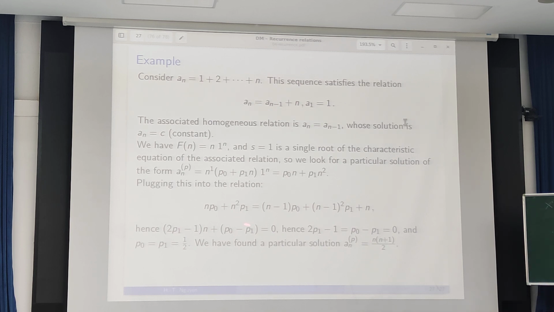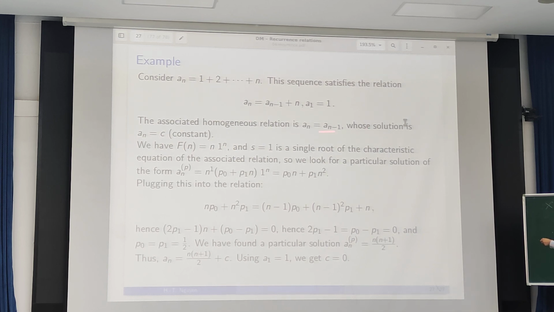And the second coefficient gives us p0 is equal to p1, and then we find p0 equal to p1 equal to 1/2. And then we have finally found a particular solution of this form here. Okay? So you write it as n over 2 plus n squared over 2, and we get this. And now the final step is to use the initial condition. Okay?